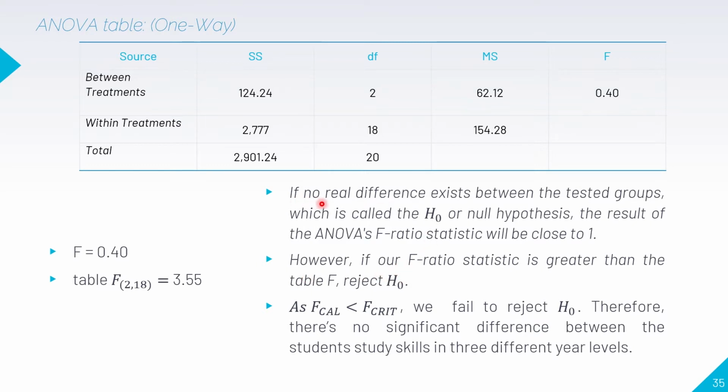So in here, if no real difference exists between the tested groups, which is called the null hypothesis, the result of the ANOVA's F ratio statistic will be close to 1. So this is true to our F ratio here. It is close to 1. So therefore, as our calculated F is less than our F critical, we fail to reject our null hypothesis. Therefore, there's no significant difference between the student study skills in 3 different year levels. So that's our one-way ANOVA.